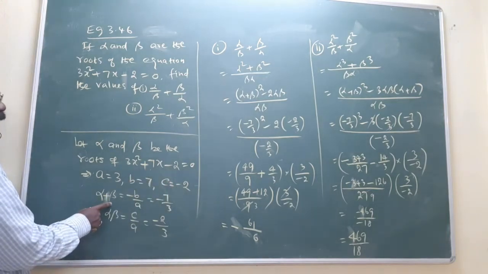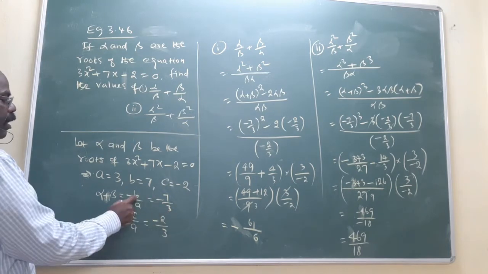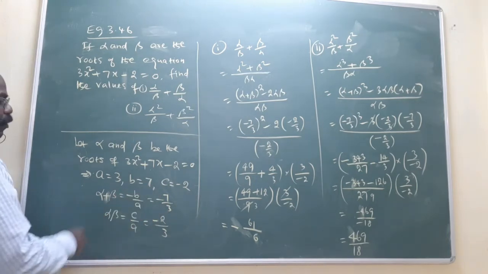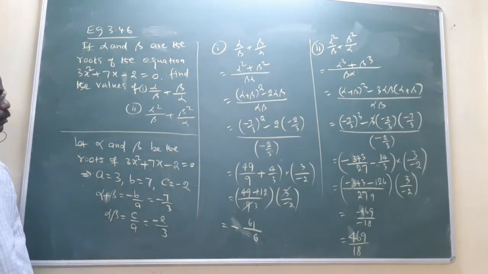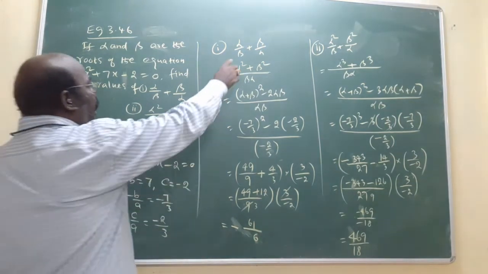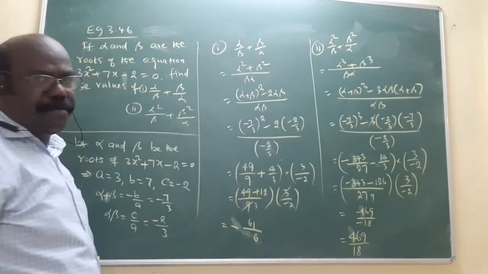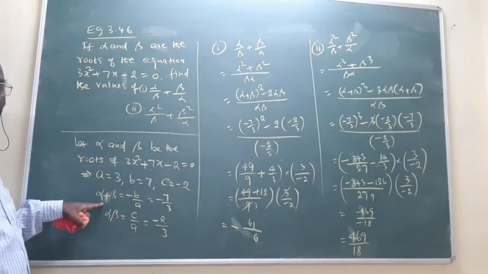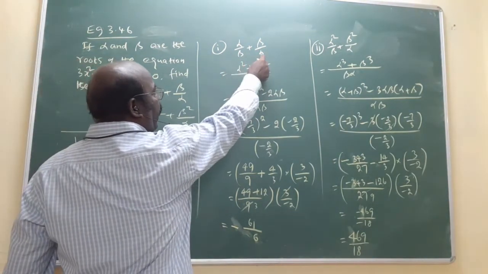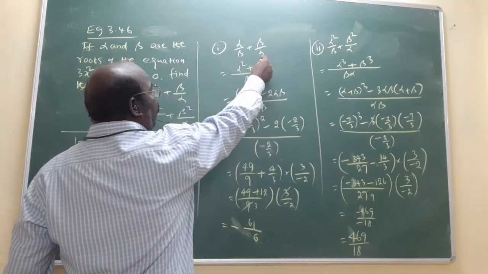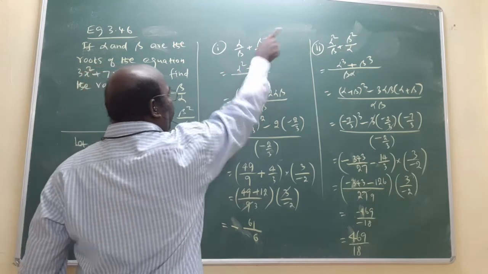Then alpha plus beta equals what is the formula? Minus B by A, which is minus 7 by 3. Alpha into beta equals C by A is the formula. C is minus 2, A is 3. Now what is the first subdivision? Alpha by beta plus beta by alpha is asked. But we know only the values for alpha plus beta and alpha into beta. That's why take LCM, beta into alpha, cross multiply: alpha into alpha, alpha square, plus beta into beta, beta square.